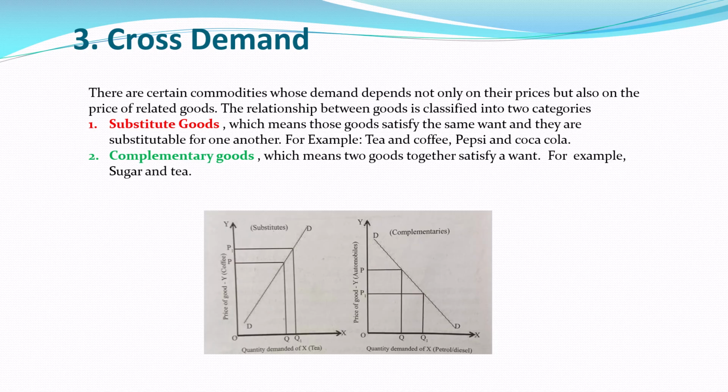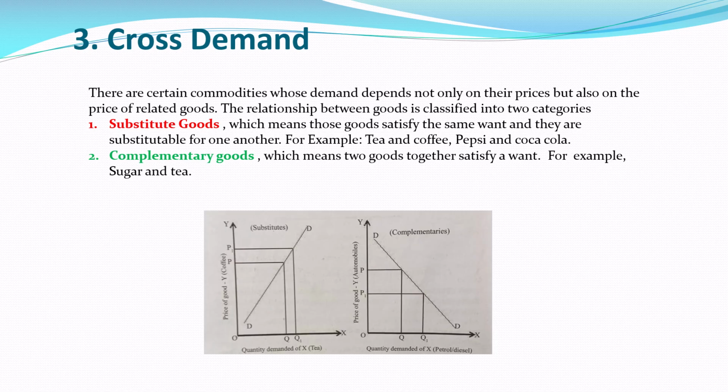From the diagram, it is understood that quantity demanded of X, that is tea, is taken on X-axis and price of good Y, that is coffee, is taken on Y-axis. The price of coffee increases, then there is an increase in the quantity demanded. So there is a positive relation between the price of coffee and demand for tea. The shape of the demand curve is left to right upward sloping.